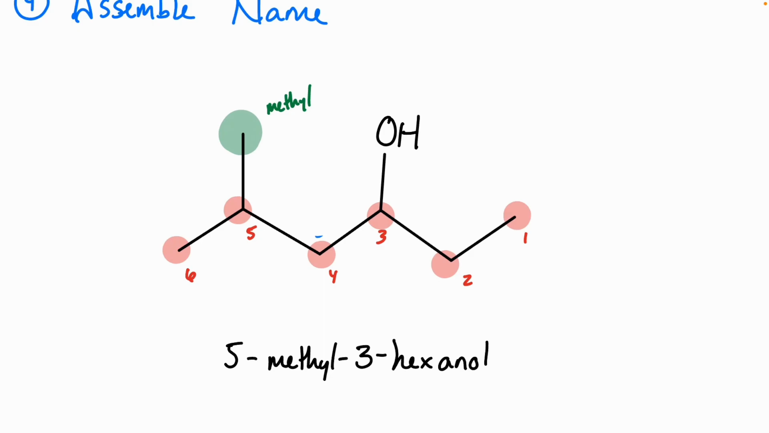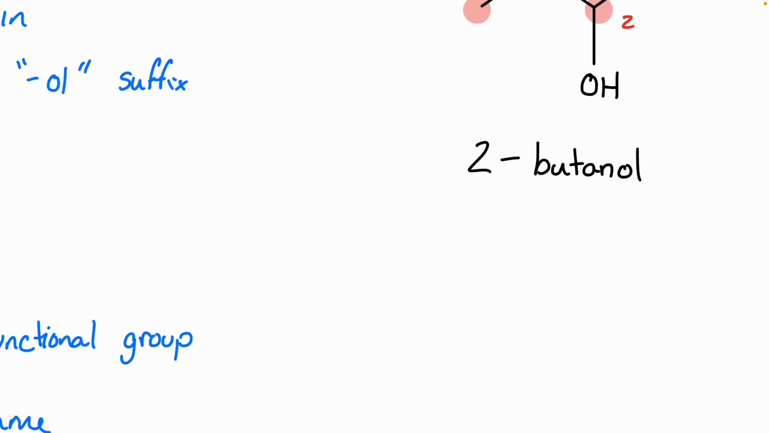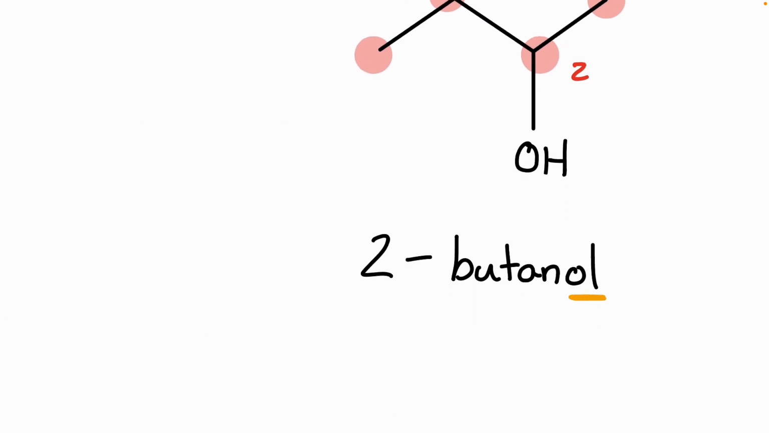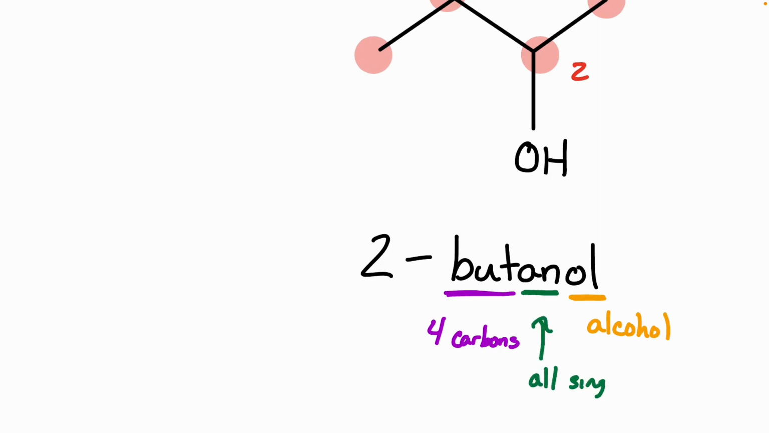Cool. Okay, so if we look at our name here, we'll just do this one. We have this OL at the end. That implies our alcohol functional group. All right. But there's also something key in this name. Well, and then we have the bute, which is our four carbons. But the AN in that name also implies something, and that is that we have all single bonds.